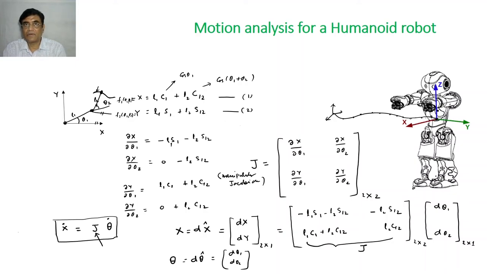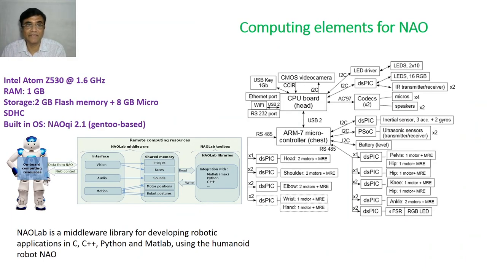First time our model is becoming a little bit more sophisticated, and once we have forward kinematics and the Jacobian matrix, we can do many things which I will tell you. These are the basic building blocks required for the humanoid robot. And I will again tell you some interesting things about how to compute all this.